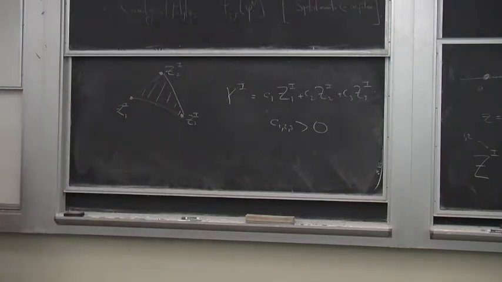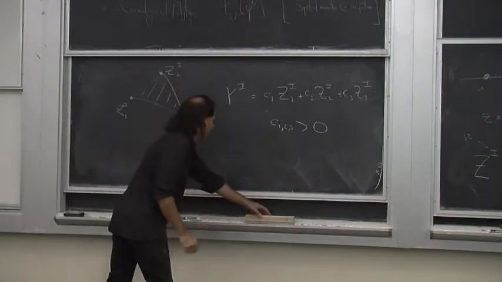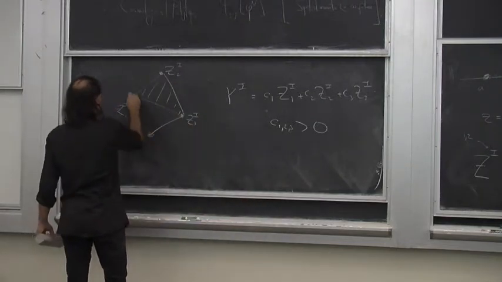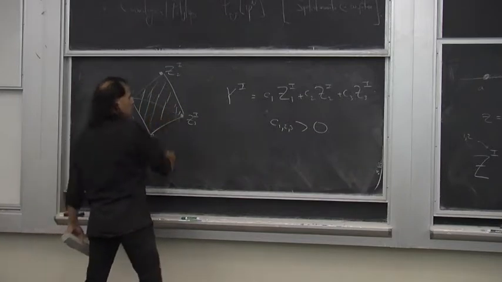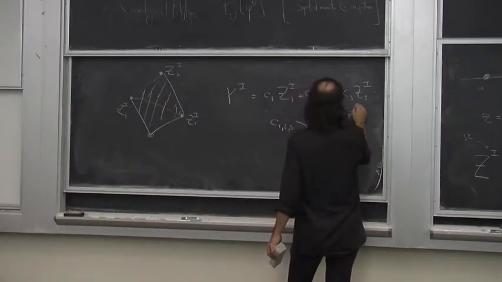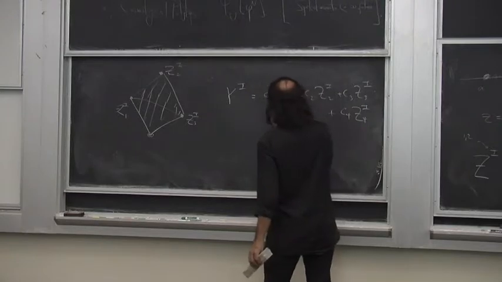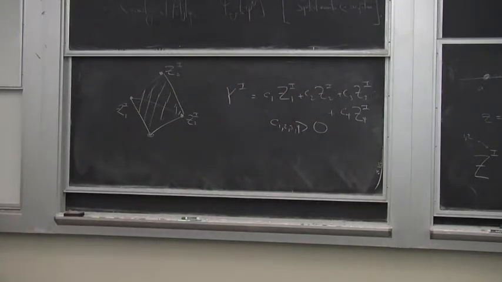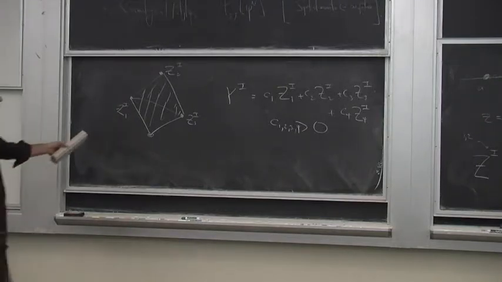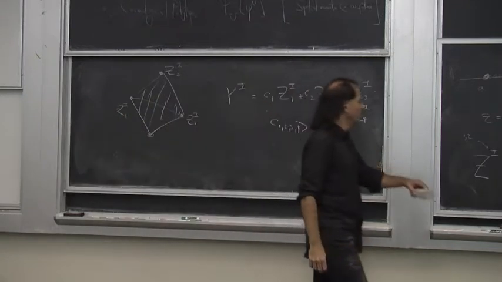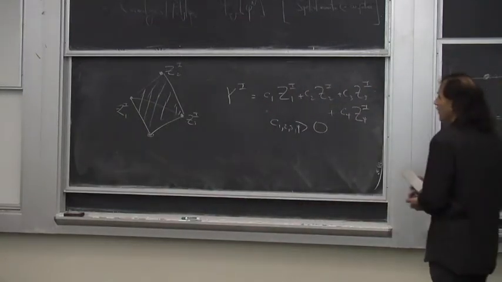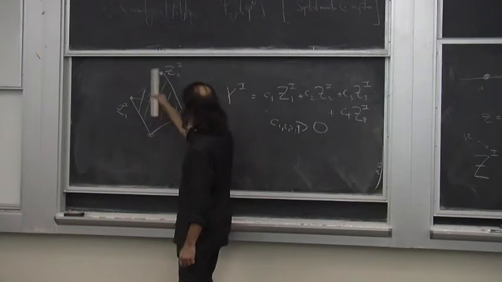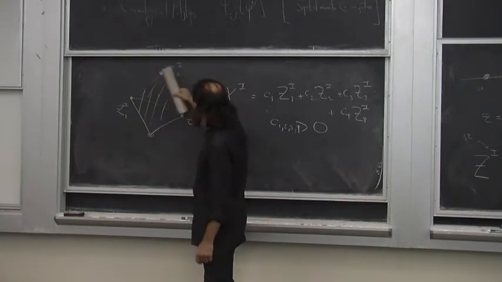But I could keep going. If I had 4 points, if I put a 4th point here, this formula, which is just the positive sum of the external data, gives me the interior, or the convex hull of all the vertices.